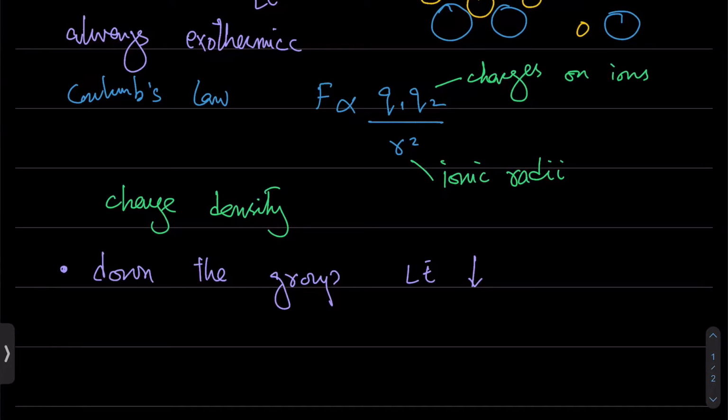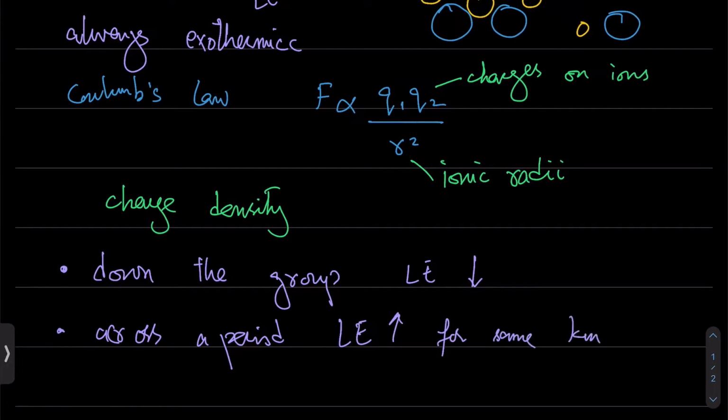So across a period, lattice energy increases for the same kind of charge. So if you have just the cation, then across a period it's going to get smaller and smaller, which means you're going to get greater charge density, greater lattice enthalpy because of that.